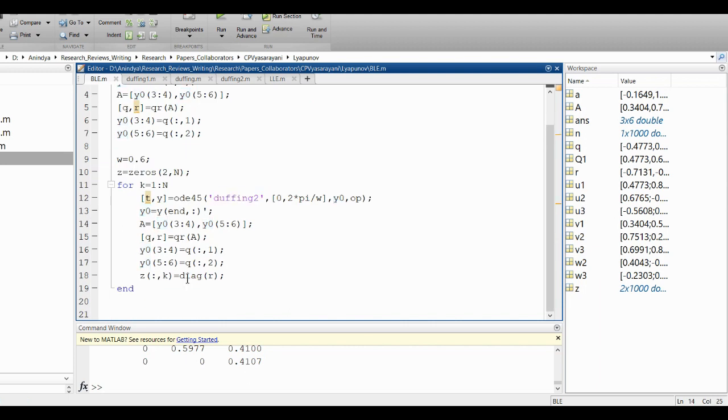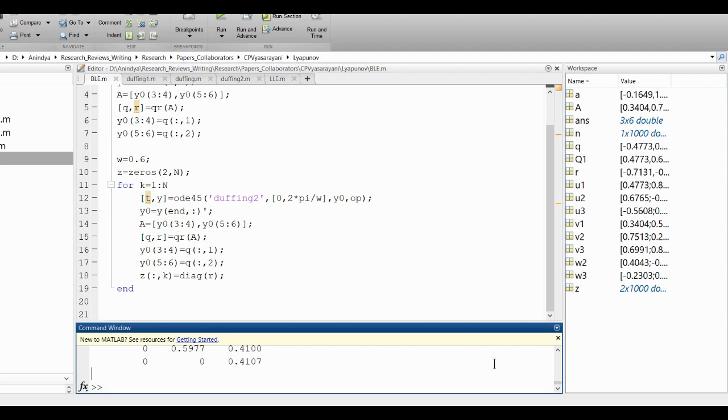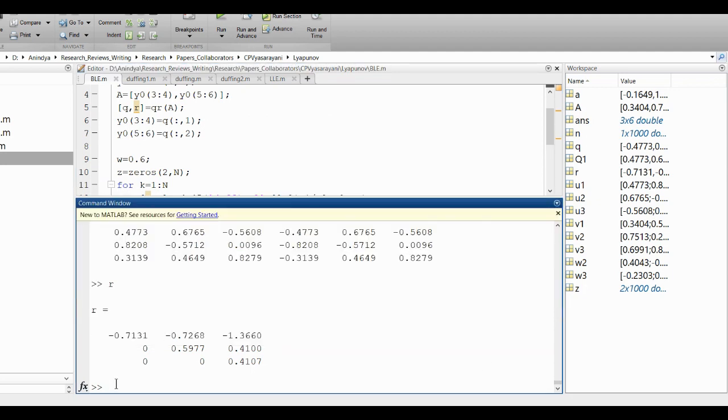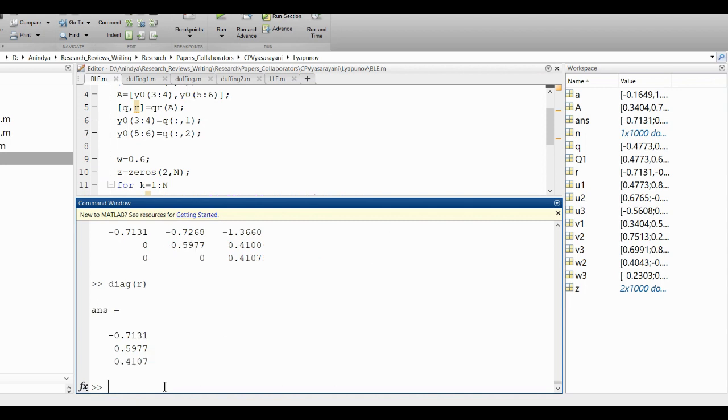And meanwhile, what I do is I store the diagonal elements of R. So from QR, I get a Q that goes into the initial condition vector. I also get an R from which I store the diagonal part. So you should see what is the diagonal part. Here there is R. If I say diagonal R, then I will just get this one, and this one in a column matrix. Okay, so that's diagonal R. Okay, so that's my program.